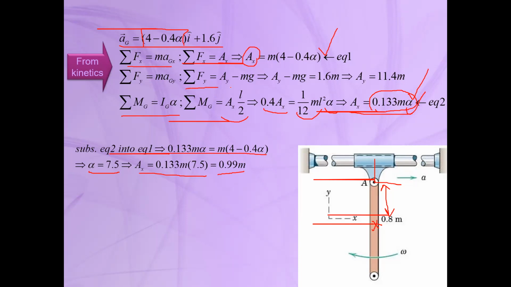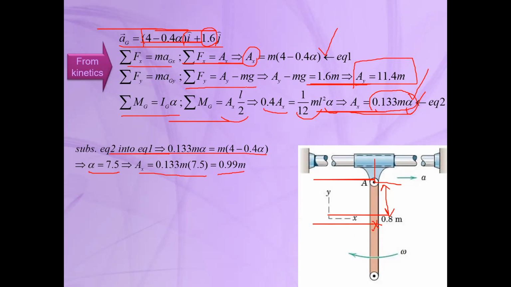And to obtain the normal or vertical component of the reaction force at point A, easily you can write the force equation in y direction, as you can see here. In the y direction, we will have AY, the reaction at point A, and also the weight of the bar. So AY minus mg is equal to the acceleration in y direction times m, which is the j component, equal to 1.6. And easily you can obtain that AY is equal to 11.4 times m, where m in all of these equations is the mass of this bar.